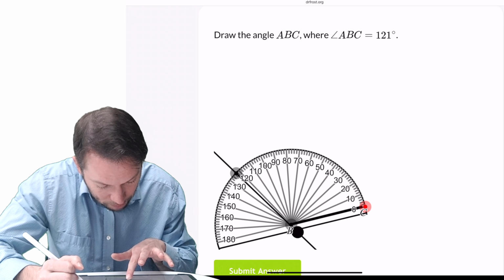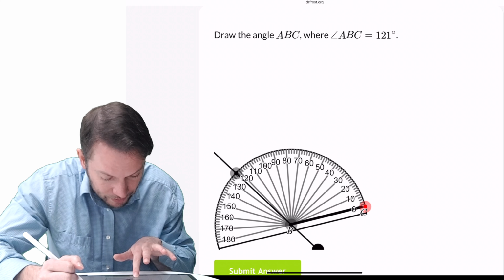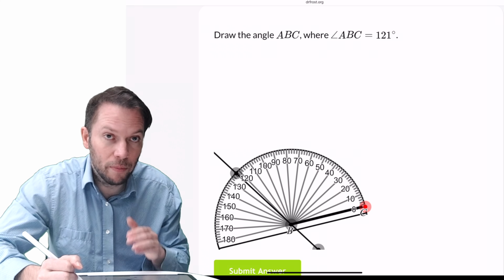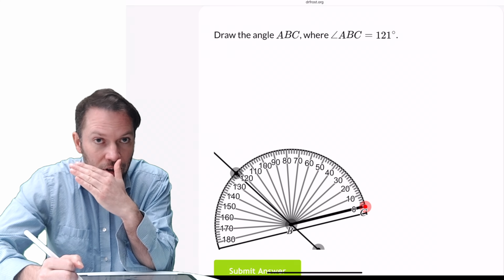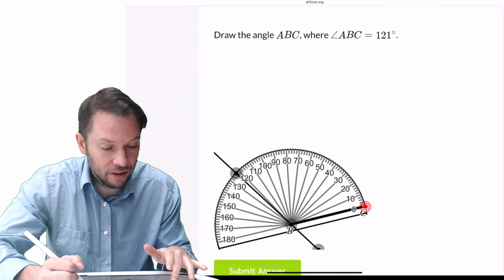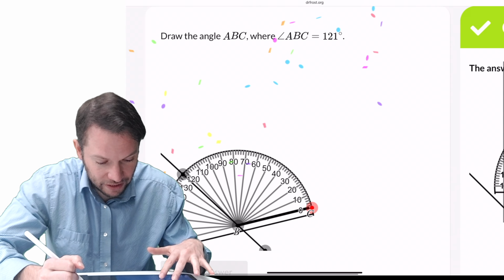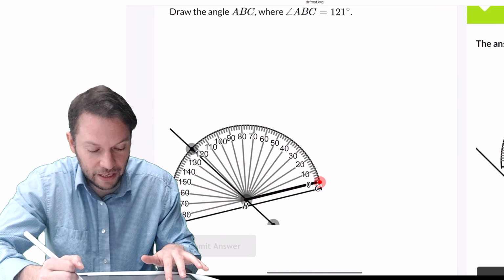I could put the black dot on B, or it doesn't matter as long as my straight line is going through B. Now we have got an angle of 121 because you can see on the protractor you've got 0, and then the other line, the back line, is at the 121 degree mark, which is the angle that we want. So if I submit this answer, yeah, I got some confetti. I got it right. Oh, I just finished my task. But yeah, that is the right answer.